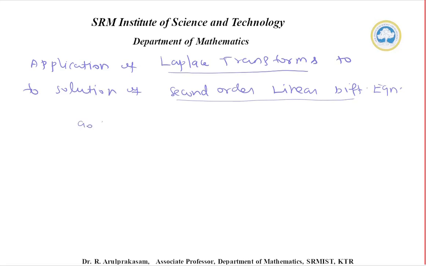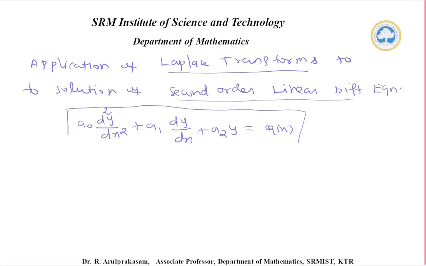Suppose I write a0 d square y divided by dx square plus a1 dy divided by dx plus a2 y is equal to some q of x. It is the general form of a second order linear differential equation. Why is it second order? Because the highest derivative is 2 and the power of the highest derivative is 1, degree 1. So it is a linear second order differential equation.